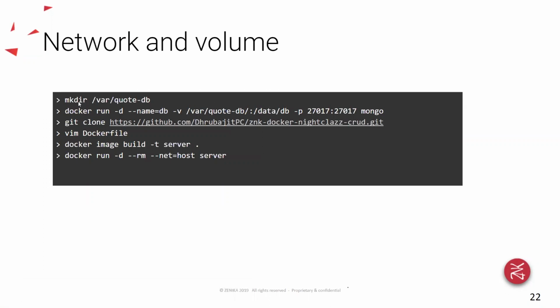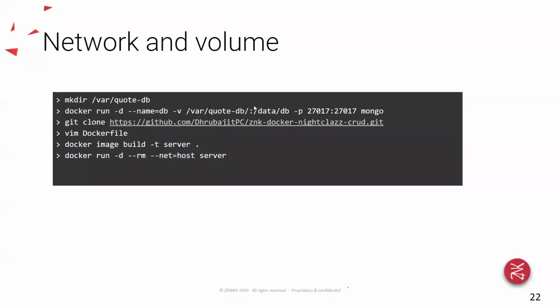To do that, we can create a folder. I'm just creating a new folder called /var/codedb. And then once I run my Mongo image, I can say docker run in detached mode. I pass the name as db, and then I pass in this flag called -v. It takes in two parameters: the host, which is on the left side of the colon, and the container, which is on the right side of the colon operator over here.